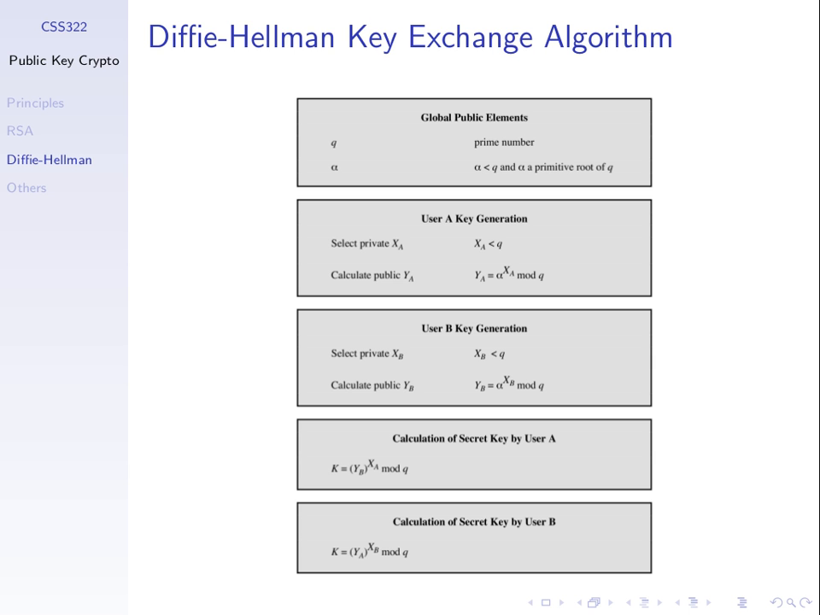Let's look at it from A's perspective. A receives YB, and they calculate KA according to this equation equal to YB to the power of XA mod Q. Substitute for YB, that is, alpha to the XB mod Q, all to the power of XA mod Q, and you get alpha to the XB times XA mod Q.